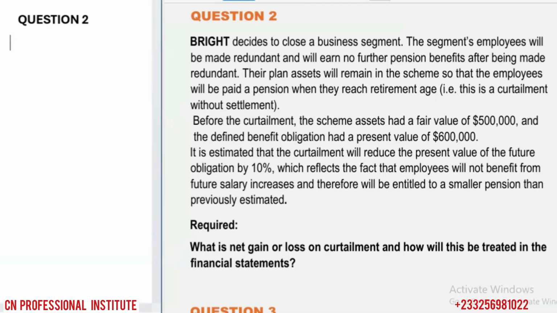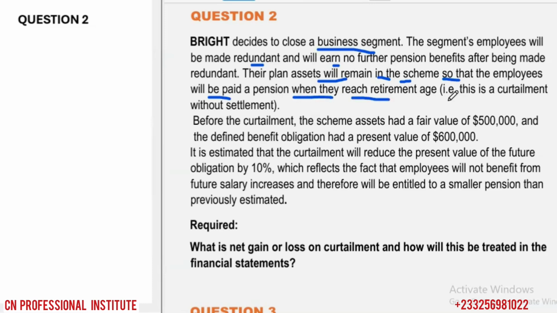Okay, so let's try question 2. Question 2 says Bright decides to close a business segment. As they're saying close, some might be made redundant, and then curtailment is likely to happen. The segment employees will be made redundant and will earn no further pension benefits after being made redundant. Their plan assets will remain in the scheme, so that the employees will be paid a pension when they reach retirement age.